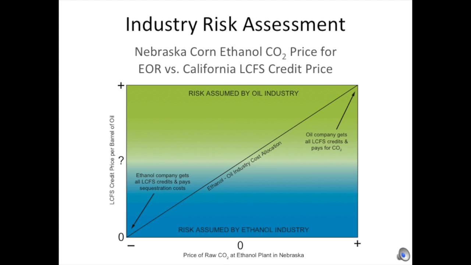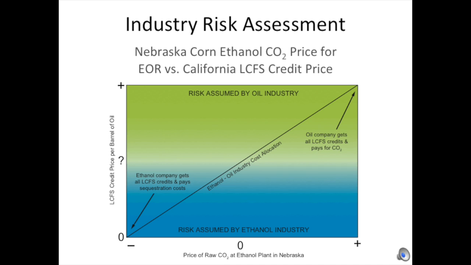If carbon credits are going to be used to provide financial incentive for collaboration between the oil and ethanol industries, the risk and reward will have to be evenly distributed. The x-axis is the price of raw CO2 that would be received by the ethanol plant from the oil companies. The y-axis shows the LCFS credit price that would be received by the oil companies for making carbon-negative oil.